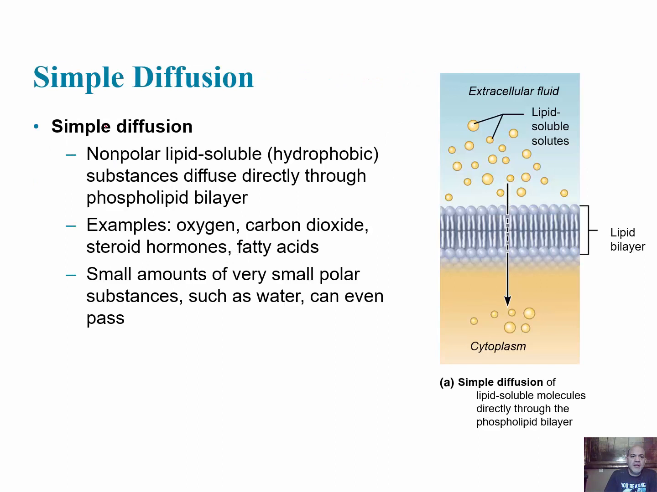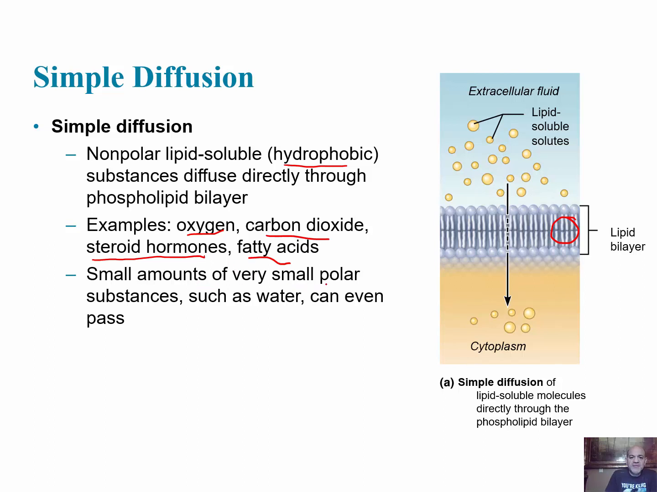So looking at simple diffusion now, which was mentioned here a while ago, nonpolar lipid soluble, which would also be hydrophobic substances, can diffuse directly through the phospholipid bilayer. Examples include oxygen, carbon dioxide, steroid hormones like estrogen and testosterone, and fatty acids. So those things can diffuse right through the membrane because they're lipid soluble, and they can make it through that middle of the membrane that is non-polar.